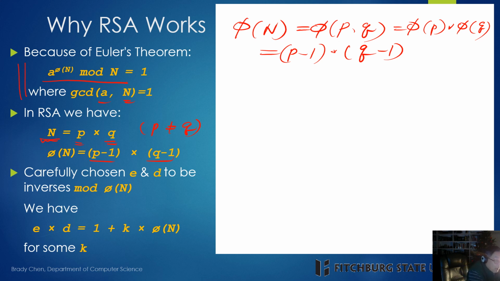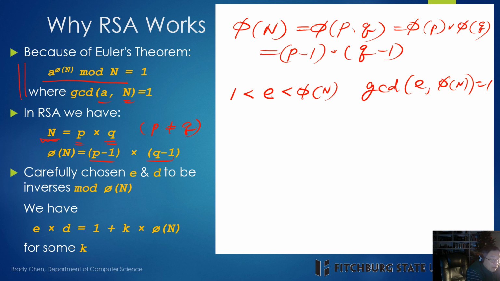The next step is to select one of the keys, e, first. So we select e, which is greater than 1 and less than phi of n, and make sure e and phi of n are relatively prime. If e and phi of n are not relatively prime, then abandon e and select another e, until we find e such that the GCD of e and phi of n is 1.